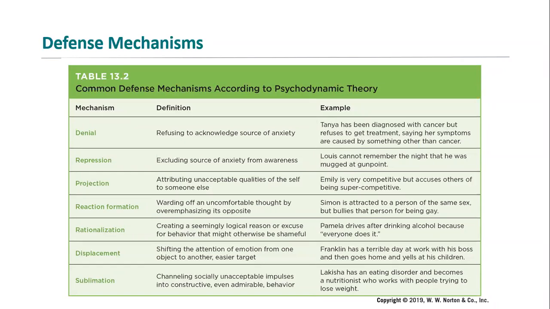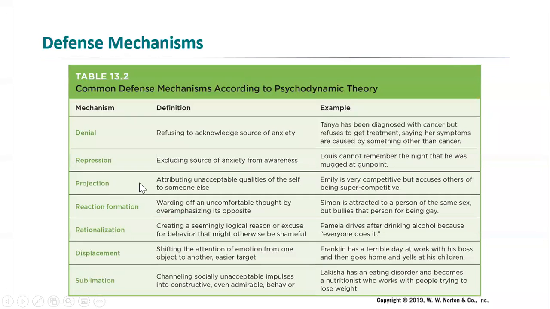So we have different types of defense mechanisms. First of all, we're going to talk about denial. This is just refusing to acknowledge the source of anxiety. We're in denial that the thing is even occurring. Next is repression, excluding the source of anxiety from awareness. So pushing it back into our mind so that we are not able to remember that it even occurred.